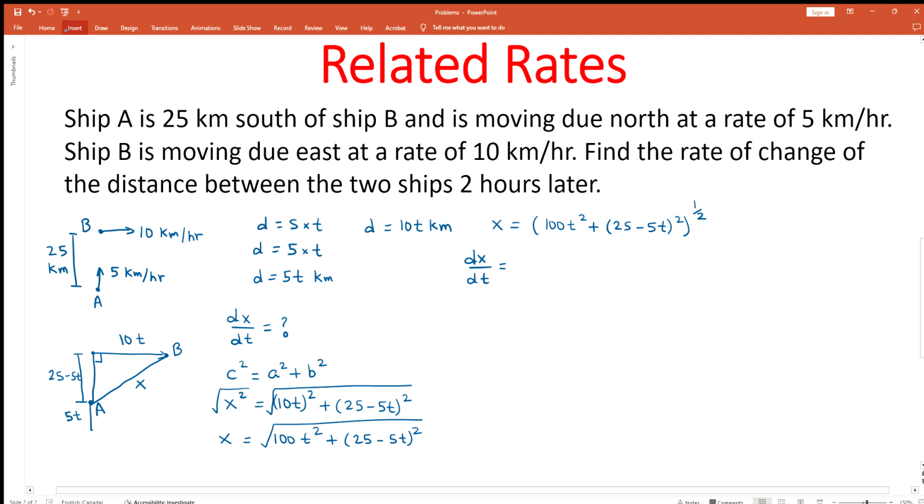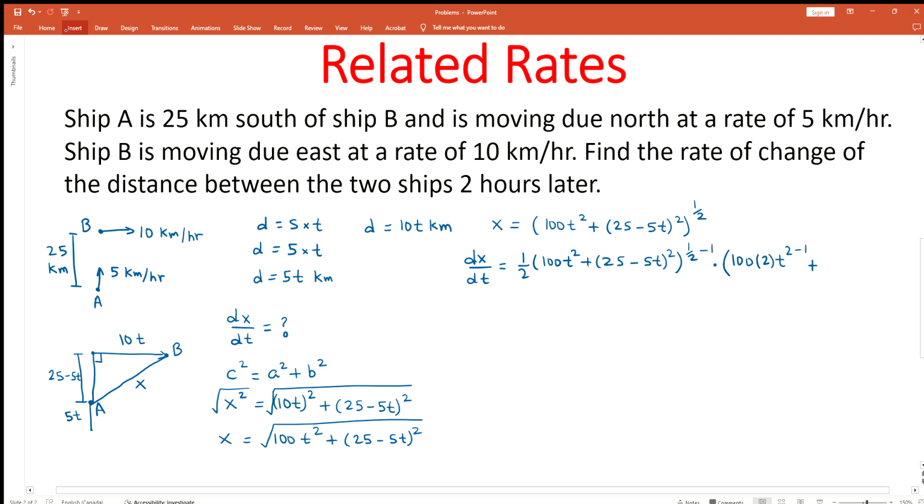We should use power rule. We move the exponent 1 over 2 to the front of the term, and subtract 1 from 1 over 2, times the derivative of the inner function 100t squared plus 25 minus 5t squared. In the first term, 100 is the coefficient of the term, so it will stay as it is. The derivative of t squared with respect to t is 2t. As per the power rule, we move the exponent 2 to the front of the term and subtract 1 from 2 in the exponent, plus we have to use chain rule for the derivative of 25 minus 5t squared.